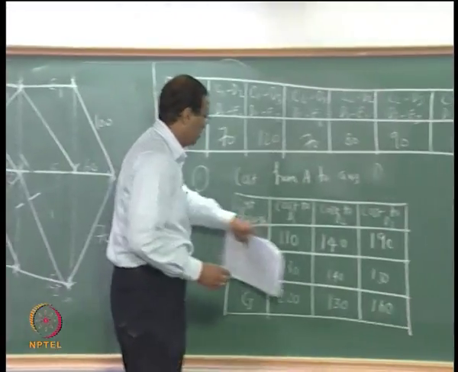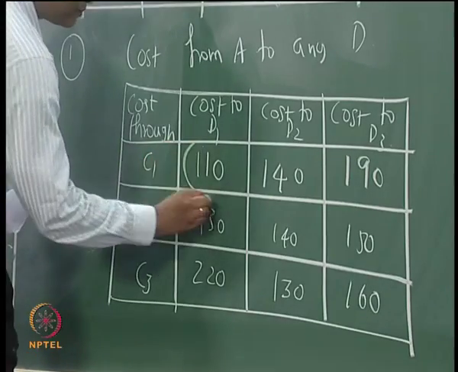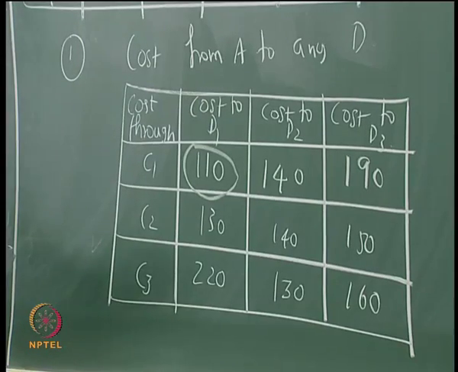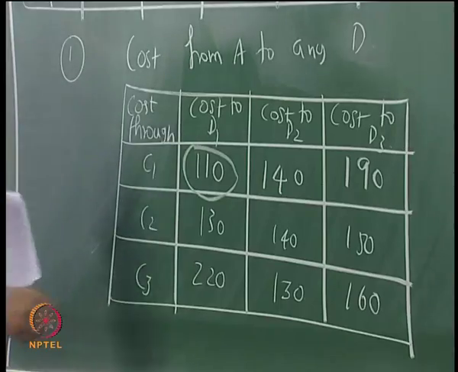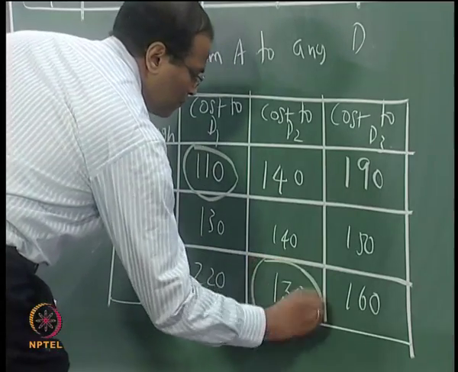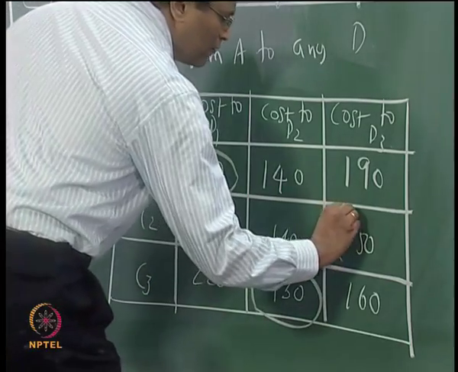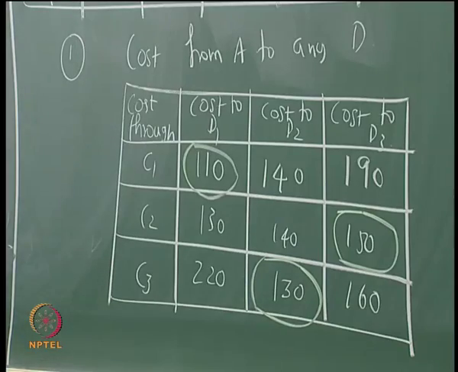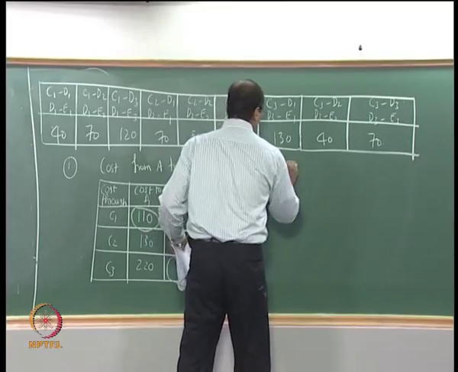What do you want to circle here? The lowest cost to D1. Okay. Are you getting the point? Cost to D2, 130. Cost to D3, 150, correct? Now cost from A to any E.